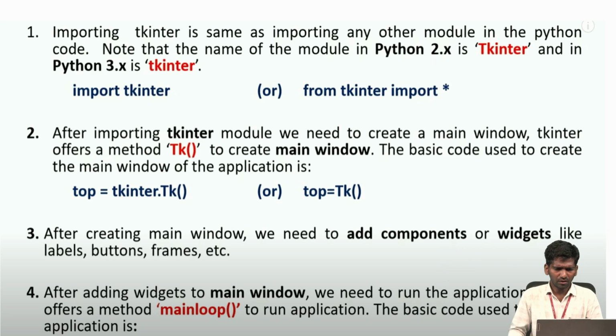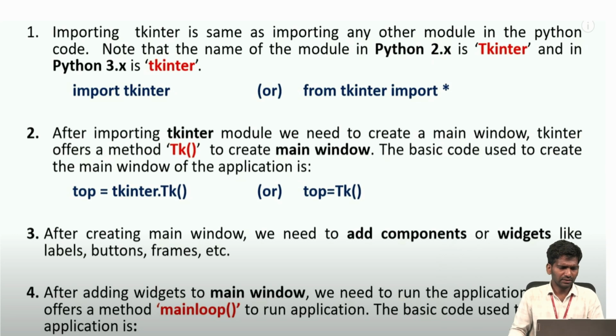So this all will be Python 3.0 version. Okay, so for declaring window, how do we declare window? We will assign a variable. Okay, so we will assign a variable and we will define TK method, then window will be created. Okay, so we can adjust this window size also. I'll show you. Okay, third step, add the widgets to this window.